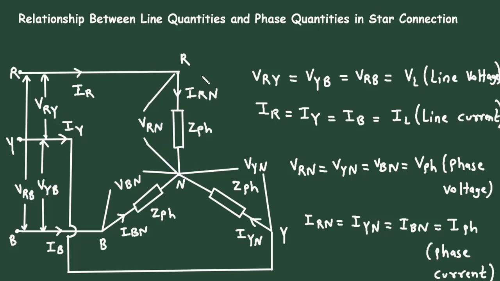Then next is the current between R and N. So it is given by IRN, IYN and IBN respectively, and these currents are called phase currents and are represented by IPH. Phase voltage is represented by VPH, line current is represented by IL and line voltage is represented by VL.